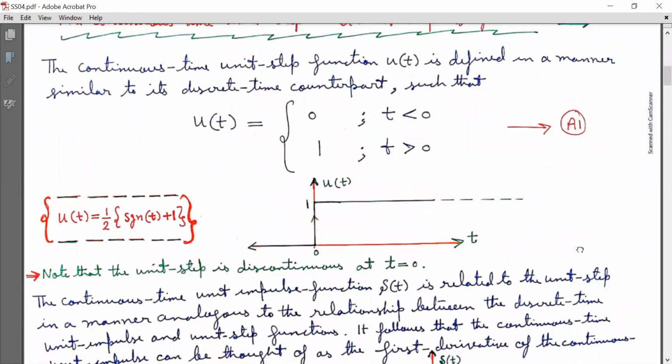Now I have plotted the unit step function, that is u(t) with respect to t. Note that the unit step is discontinuous at t equal to 0, and for t greater than 0, it maintains a constant level with amplitude 1. Another definition of the unit step function is u(t) equal to 1 by 2 bracket signum t plus 1. This definition will be used in future for analysis.